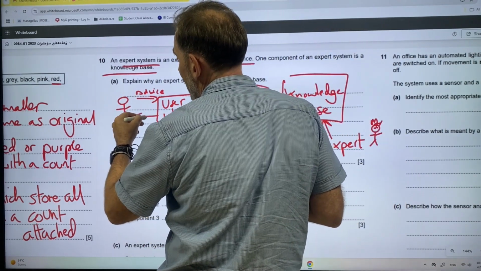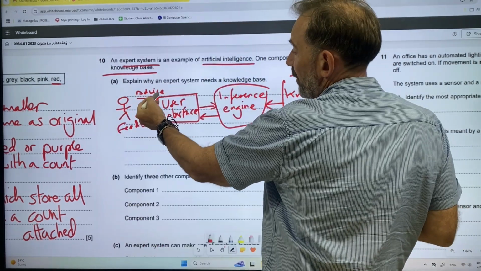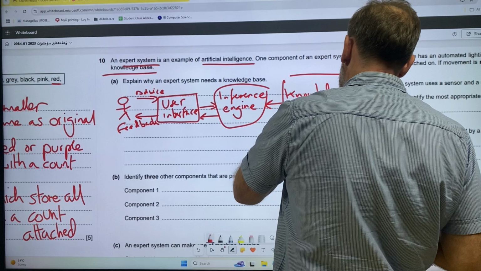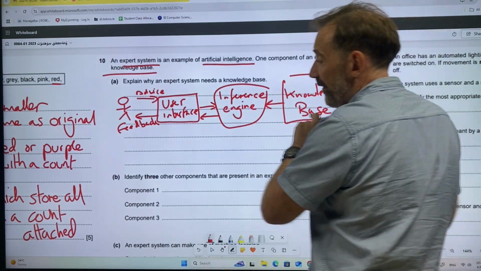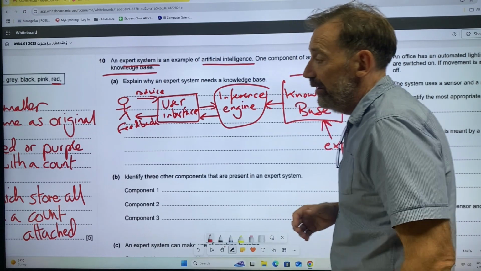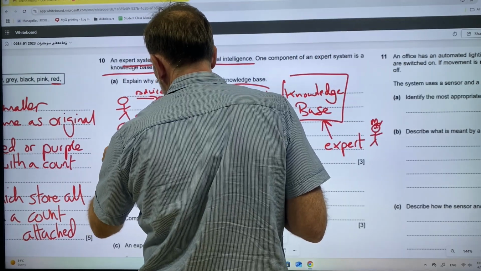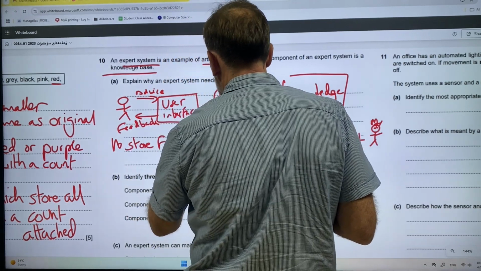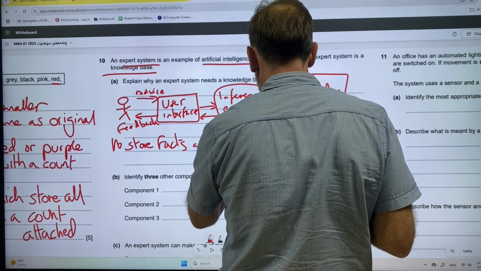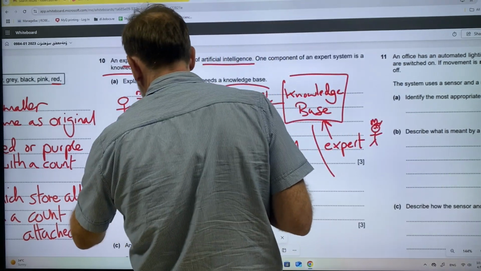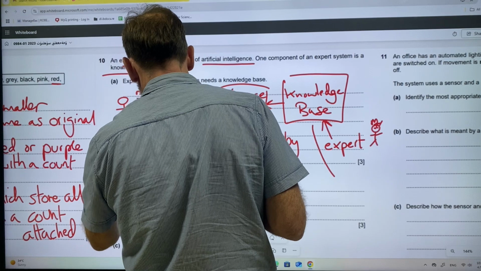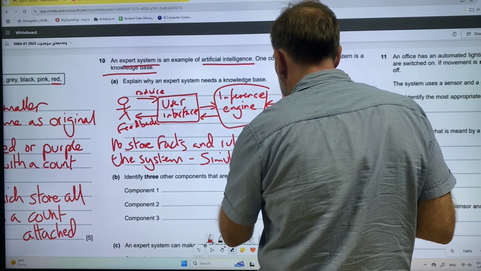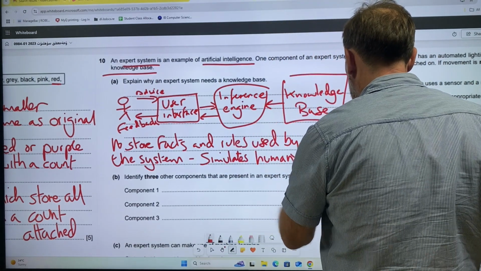So once they've got the knowledge, it's gone through the inference engine, then it comes back to the user as feedback. He submits a query through the user interface into the inference engine. The knowledge base is there as a big database, and that gets fed back and gives the user some feedback. It stores facts and rules used by the system, and I'll just put simulates human decision making.